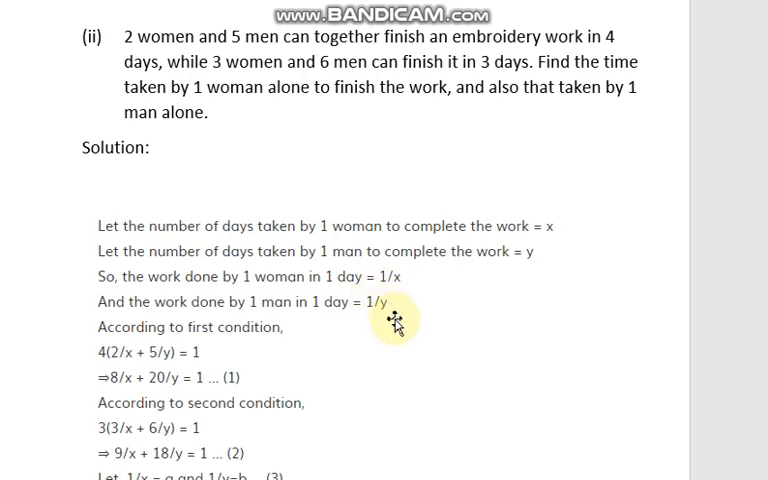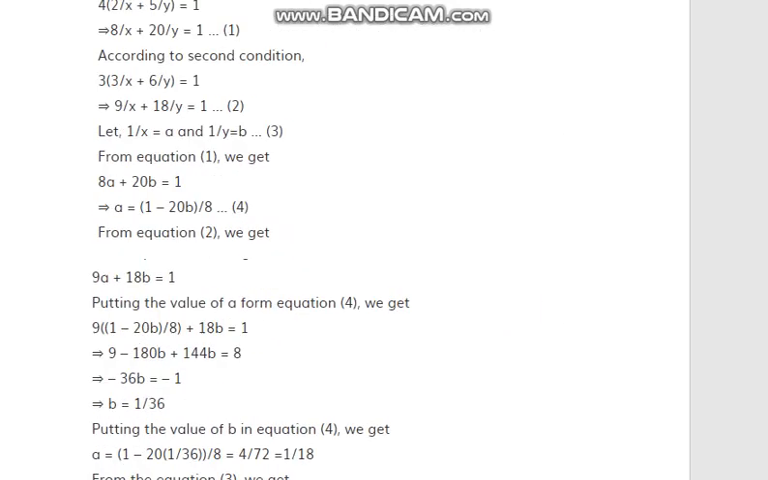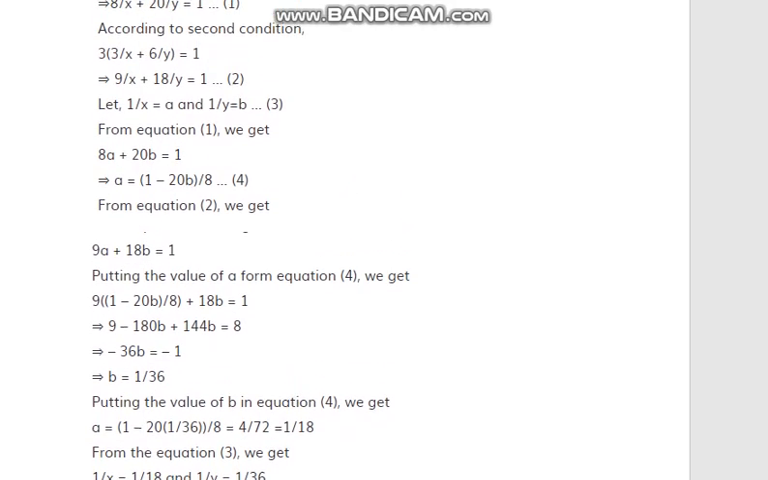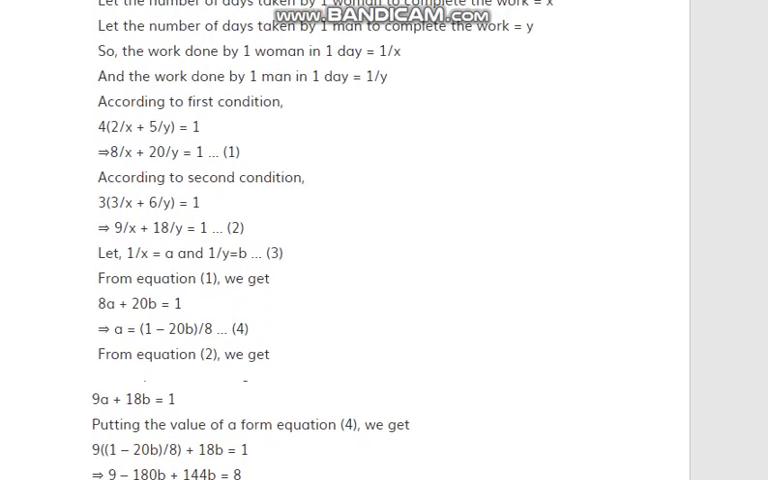According to the first condition, we can write here 4 times (2 upon x plus 5 upon y) equals 1. And therefore, if you multiply 4 inside the bracket, you will get 8 upon x plus 20 upon y equals 1. Say equation number 1. According to the second condition, we know that one woman can complete 1 upon x work in 1 day and one man can complete 1 upon y work in 1 day. So here we will have 3 upon x plus 6 upon y equals 1 upon 3, but that 3 will come this side. So we will have 9 upon x plus 18 upon y equals 1.